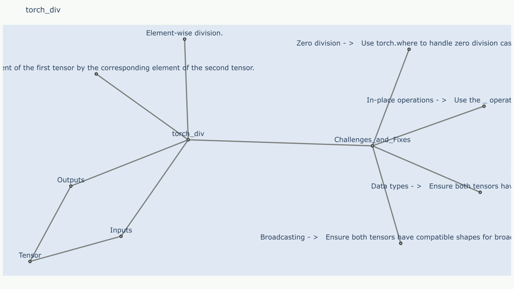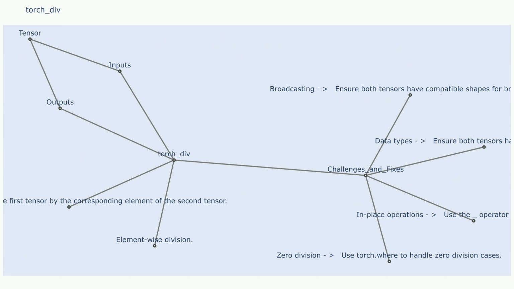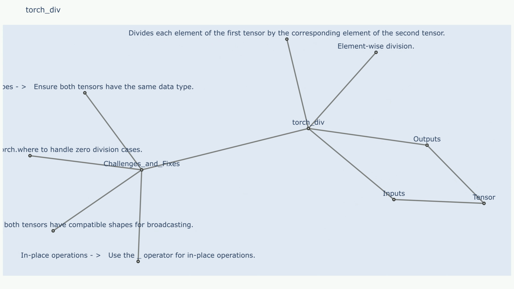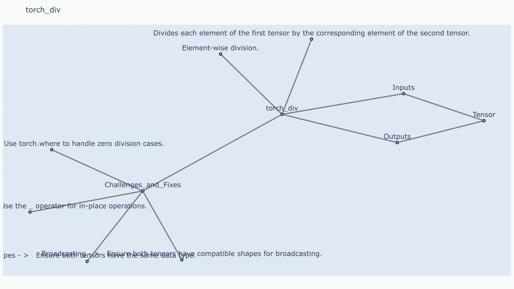Steps. Step 1, broadcasting. If the input tensors have different shapes, the torch.div function first broadcasts them to a common shape. Step 2, division. The function then performs element-wise division between the corresponding elements of the broadcasted input tensors. Challenges and fixes. Challenge 1, division by 0. When the divisor is 0, the torch.div function will result in a runtime error.